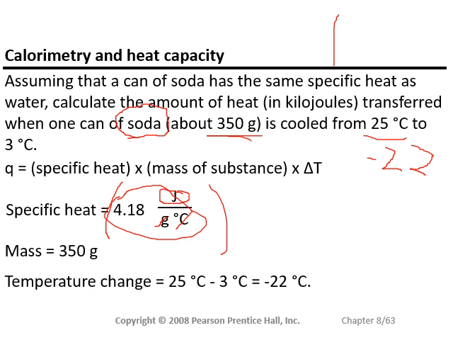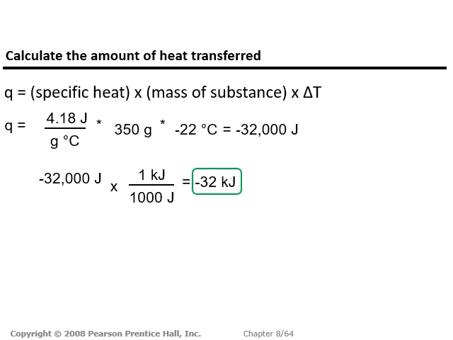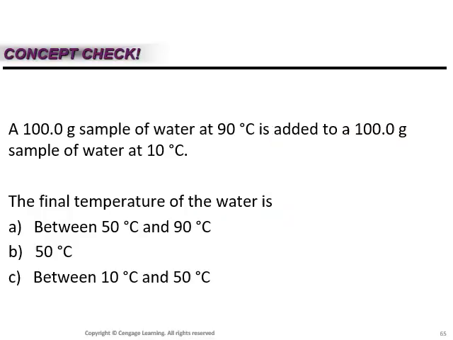Okay, next slide. So you multiply your specific heat times the mass in grams times the change in temperature. And it turns out to be minus 32,000 joules, where that negative sign comes from keeping the negative sign in your 22 degrees. It was negative because the temperature was dropping. And then you can round that if you want to minus 32 kilojoules, where the kilo means 1,000. Next slide.